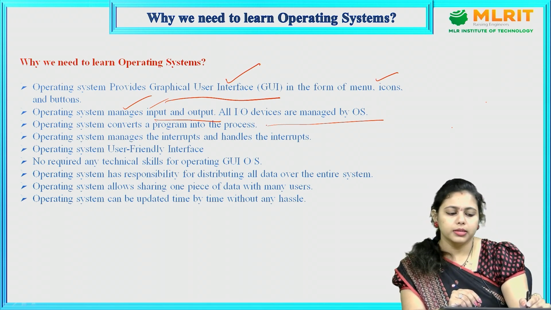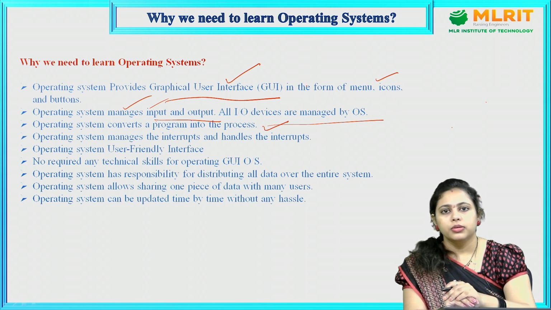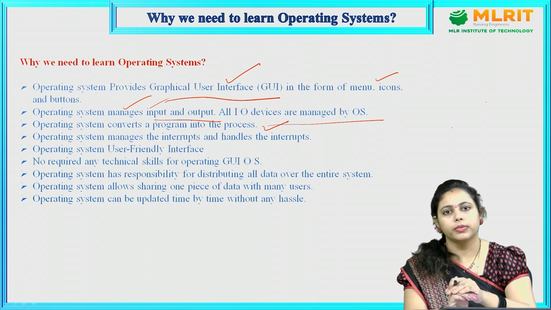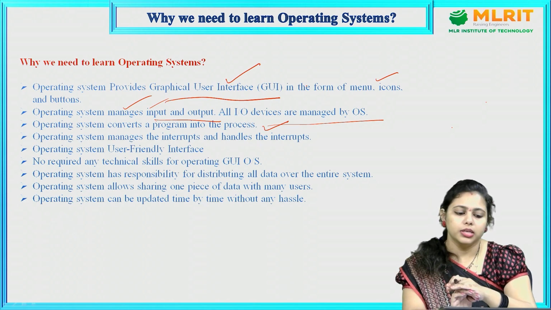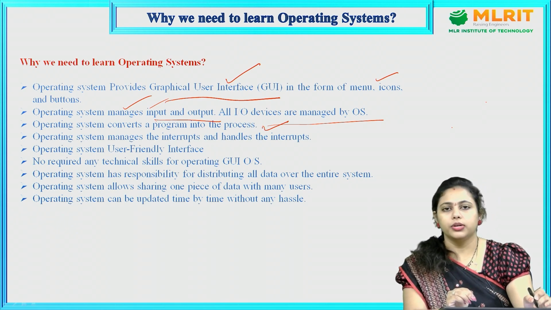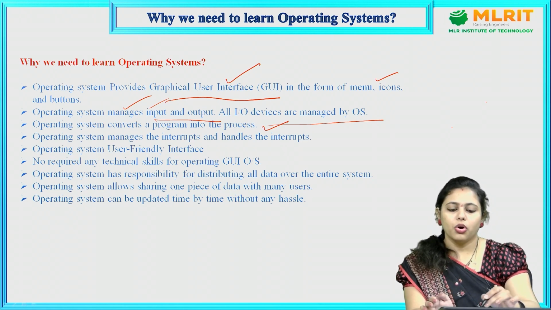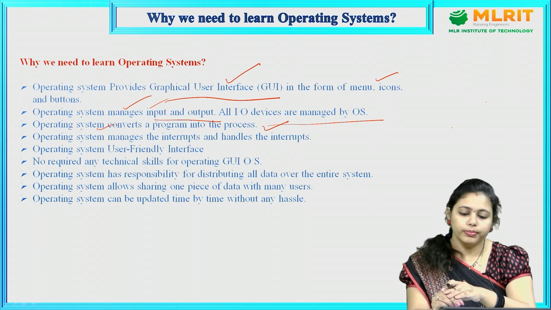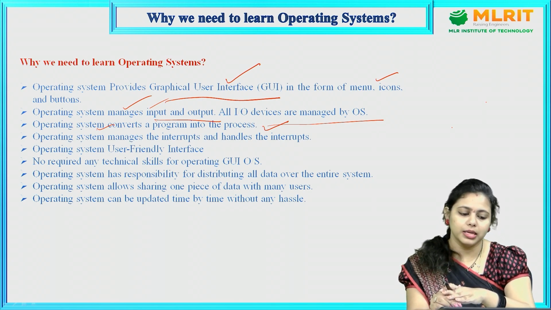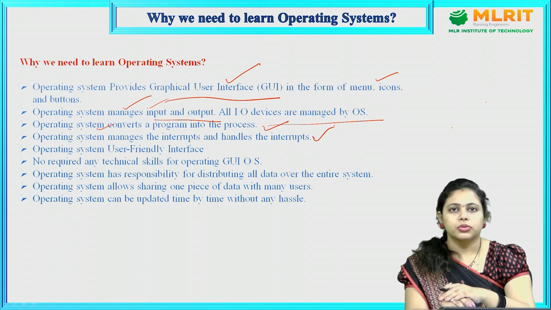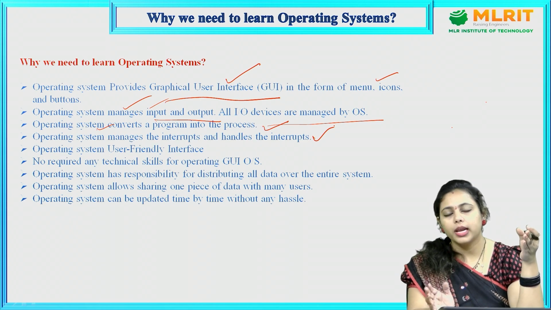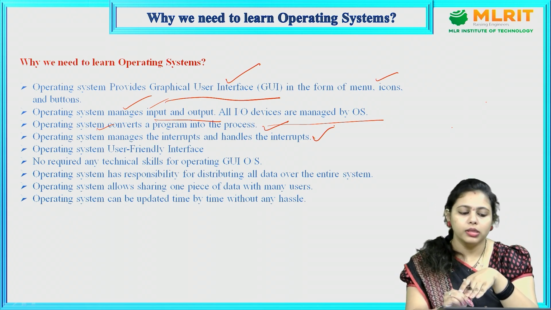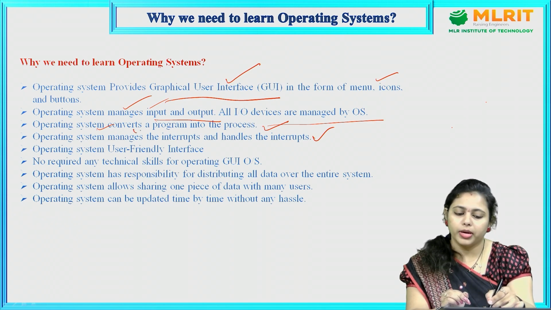Next, the operating system converts a program into a process. If I have a program in my system, once the executable file goes under execution, initially the program sits idle, but once it is under execution, it is converted into a process. So who is converting? The operating system converts the program to a process. Next, the operating system manages and handles the interrupts. For example, if I am listening to an audio track but get an interrupt from another process, all these interrupts can be handled by the operating system.